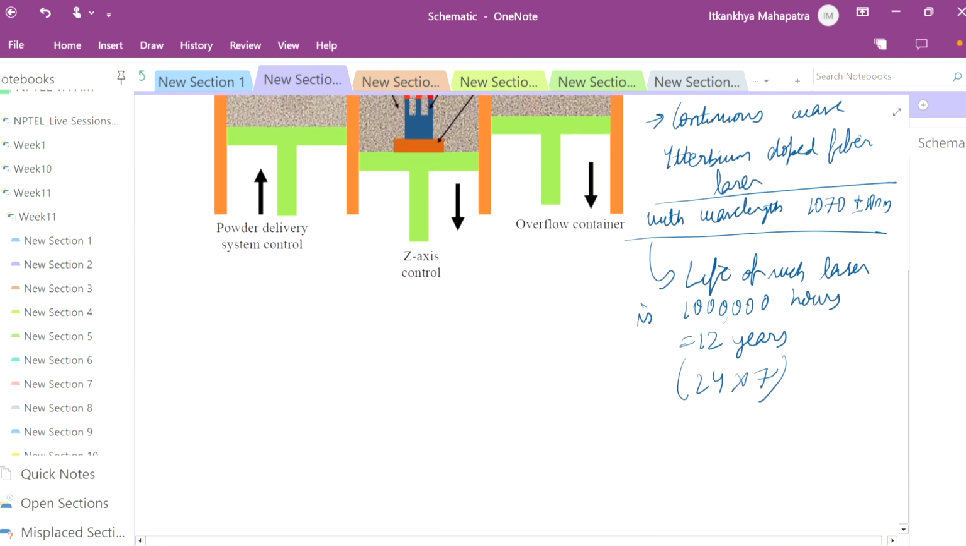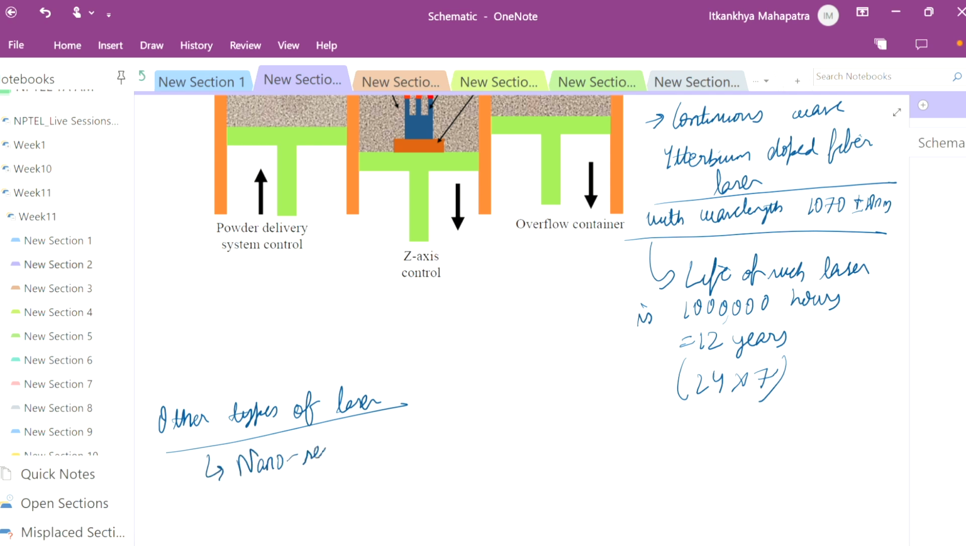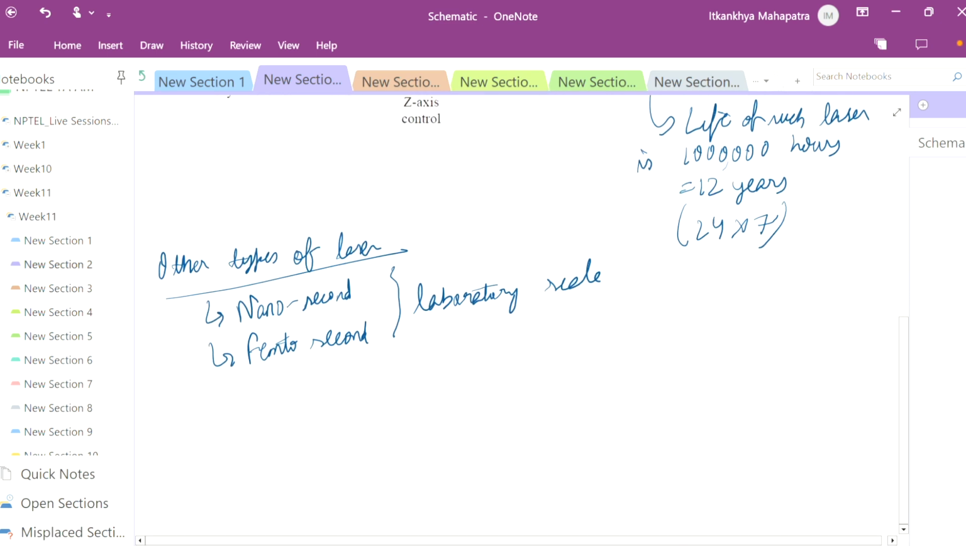Some other types of laser are nanosecond and femtosecond. These two lasers are not used commercially. These are used on laboratory scale, and these are used in micro and nano 3D printing.